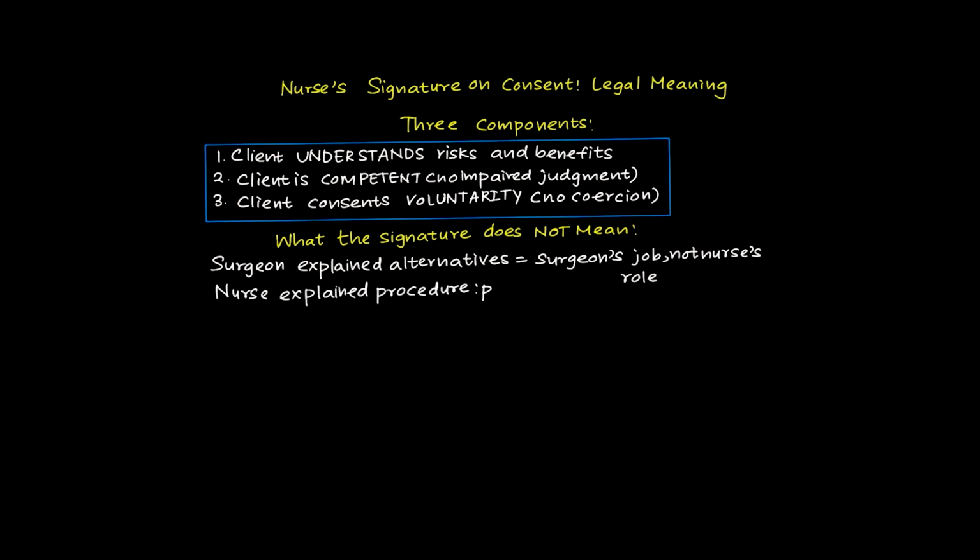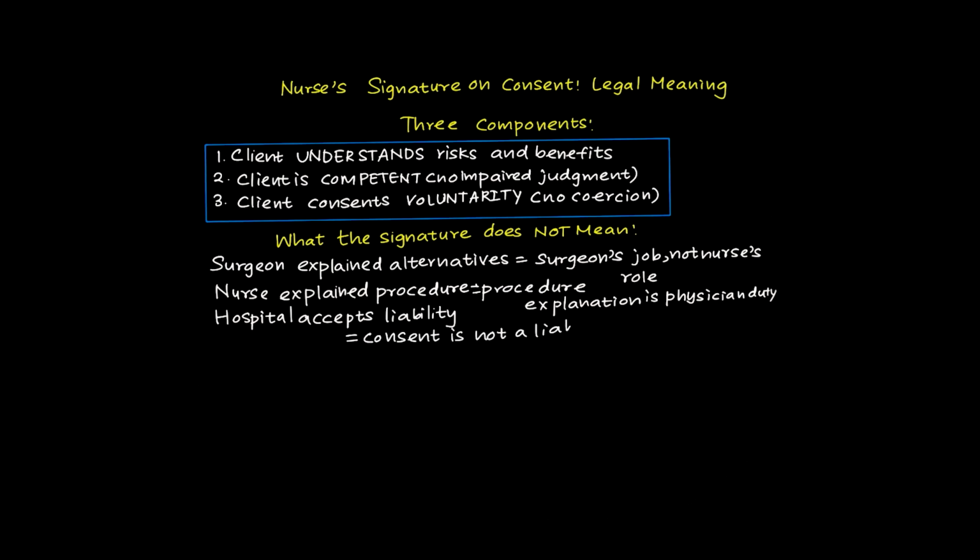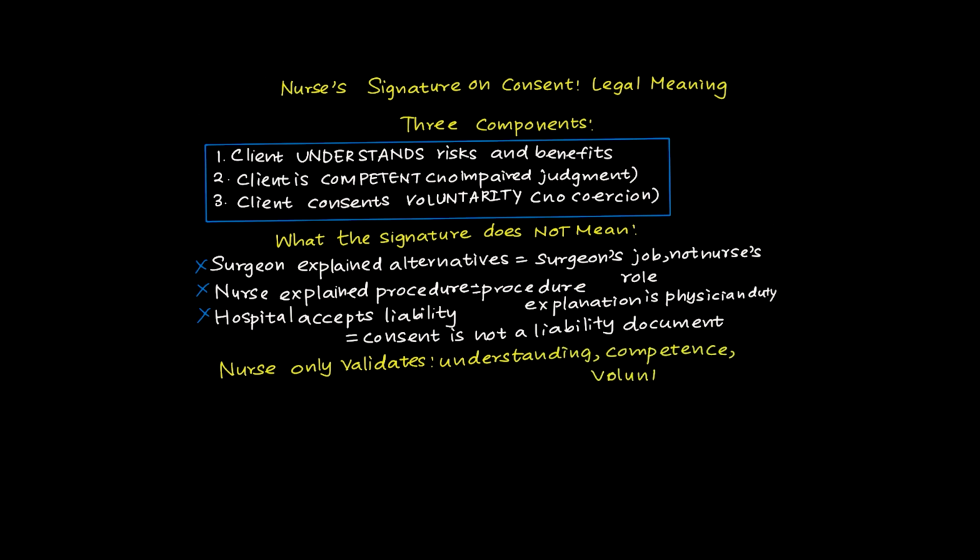The nurse personally explained the procedure? No. Procedure explanation belongs to the operating surgeon. The nurse can clarify and reinforce, but the consent conversation is a physician responsibility. The hospital accepts liability for complications? Consent forms don't create liability assignments. They document the client's informed voluntary agreement. Signing doesn't mean the hospital guarantees a complication-free outcome.